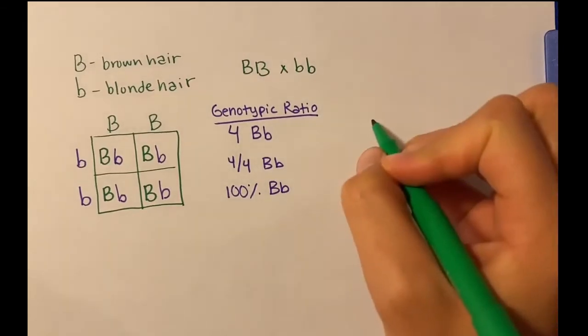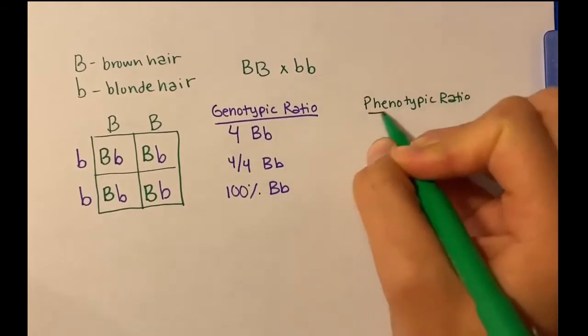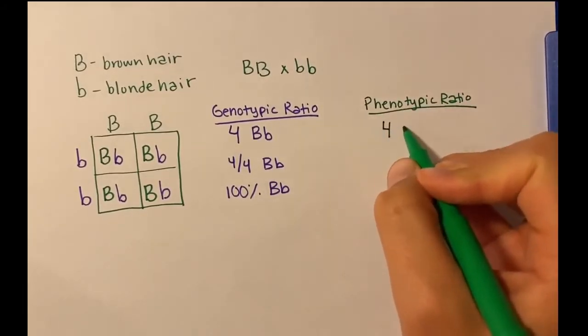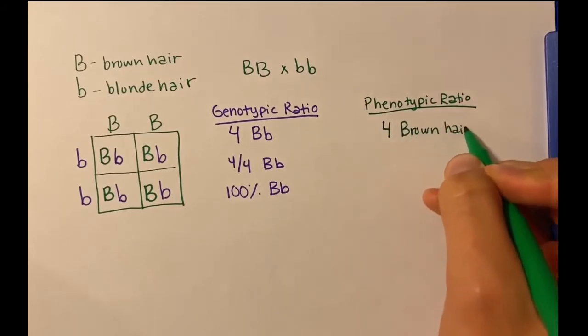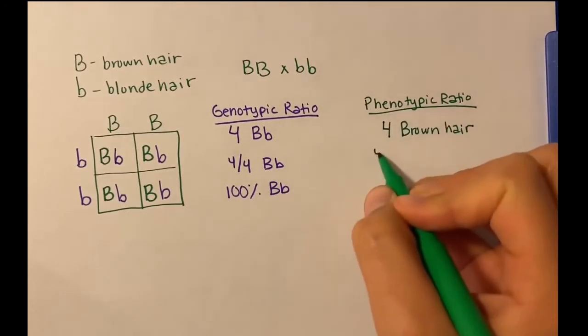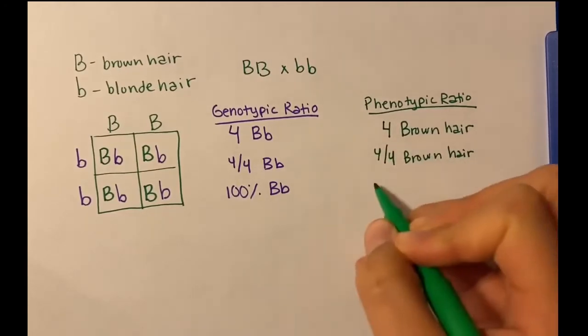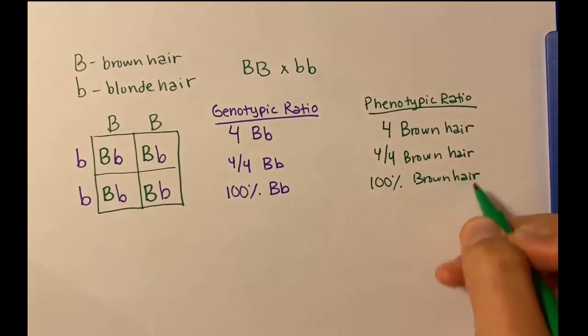Now, write down the phenotypes for the resulting genotypes. A big B, little b genotype will have brown hair as the phenotype. Remember that big B for brown hair is dominant over little b for blonde hair. 4 big B, little b individuals means that 4 out of 4 offspring will likely have brown hair. 100% of the offspring will likely have brown hair.